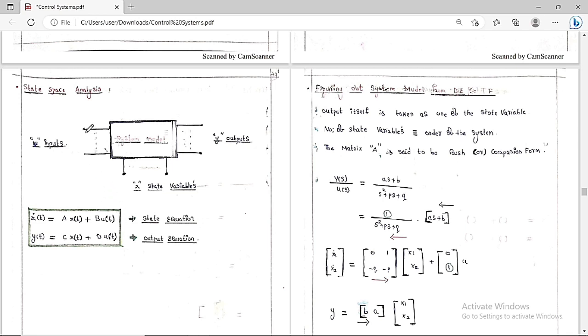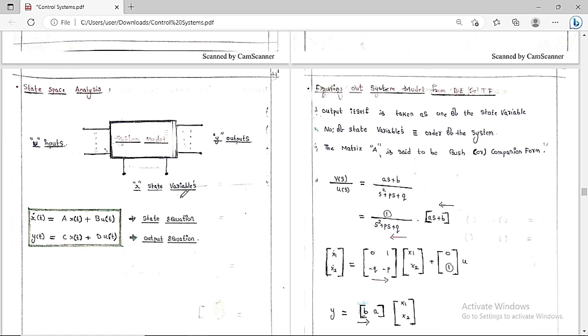Basically there are multiple inputs and multiple outputs, and there are x state variables. These are the variables, for example, the current in the inductor is a state variable and the voltage of the capacitor is also a state variable. So these things you always have to keep in mind.